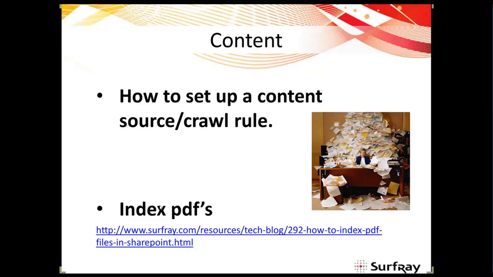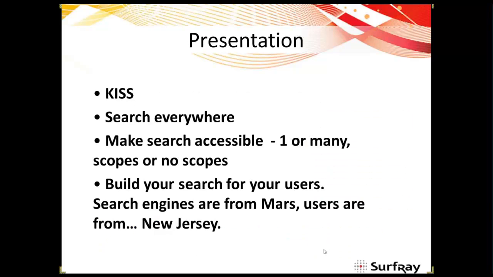Make search available everywhere. By default, SharePoint has a search box on every page. Don't turn it off. Leave it there. Let people have that escape hole to get out of a lost situation and get to search. Make search accessible. By accessible, I mean easy to understand. Don't overcrowd it with scopes or refiners and things if you can avoid it. Make it easy to understand, but also useful. And I'll show you some examples of what I mean by that.